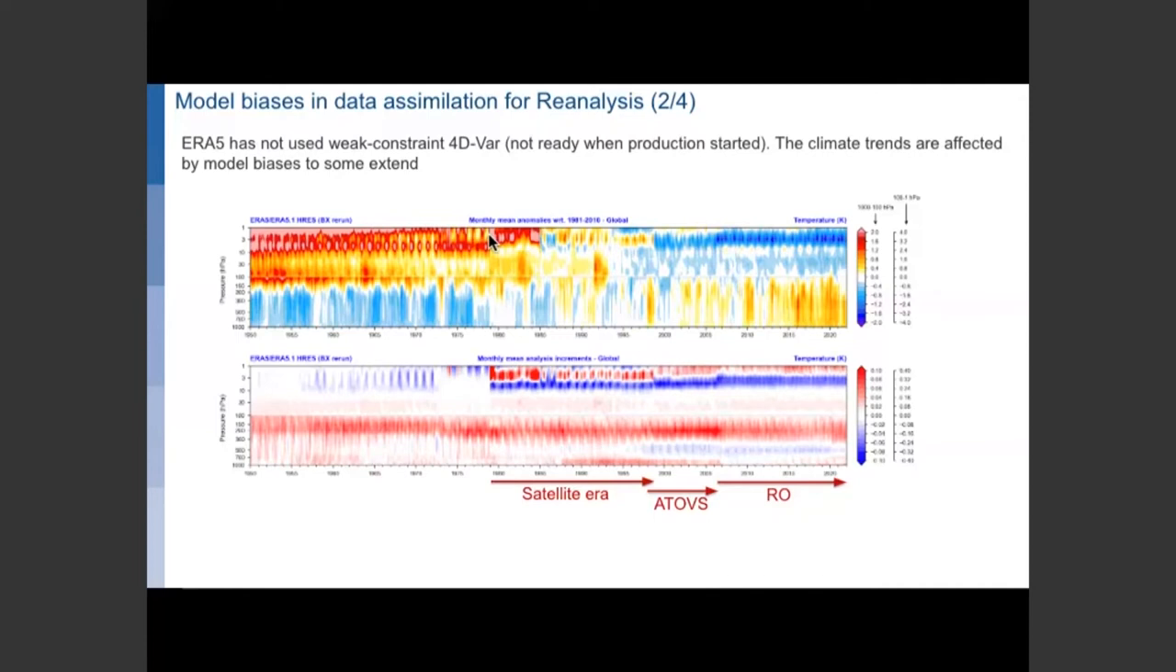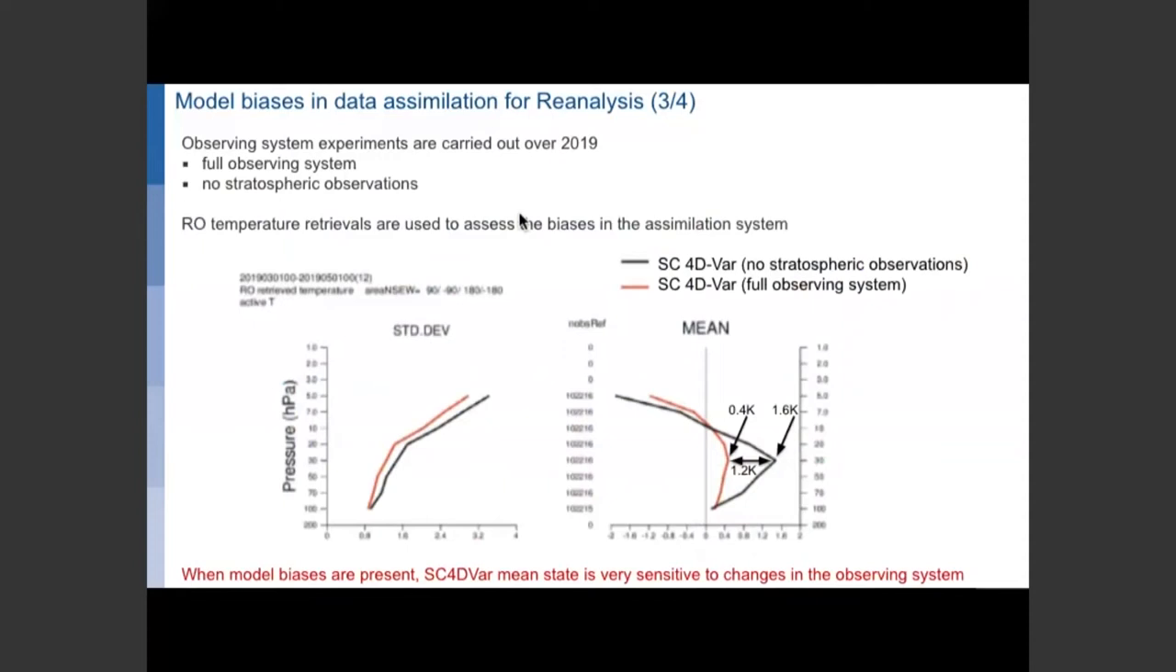So we started to work with Bill Bell to try to address this issue. The first thing we've done is just run a couple of observing system experiments over the year 2019. So we've got two observing systems: the full one with all the observations, and then a second one where we removed all the observations in the stratosphere. And then we look at the impact on the mean state.